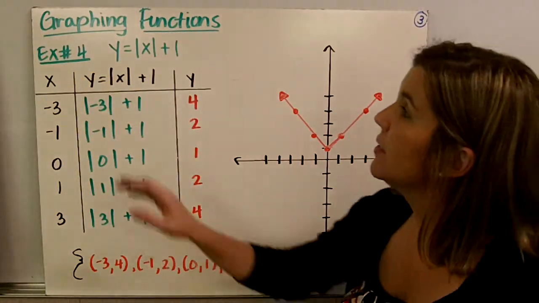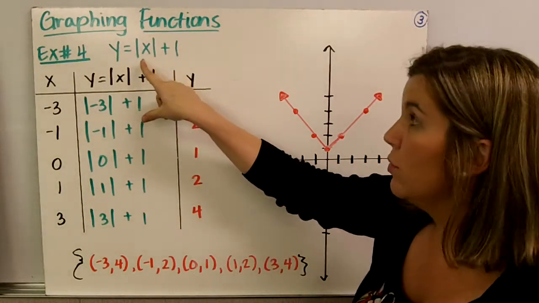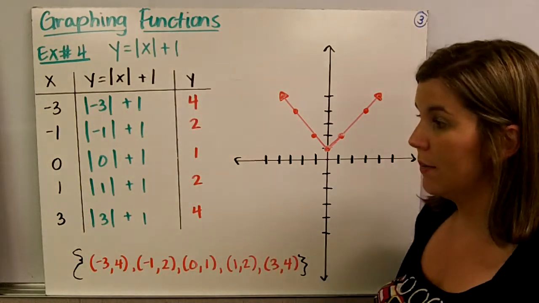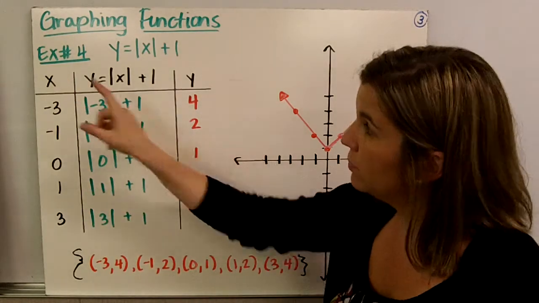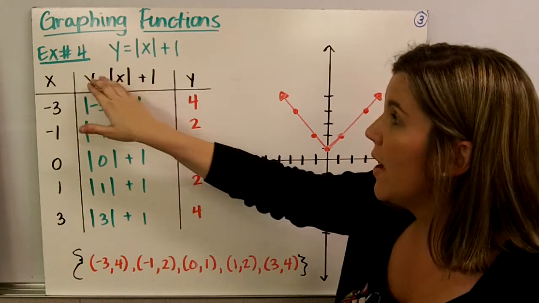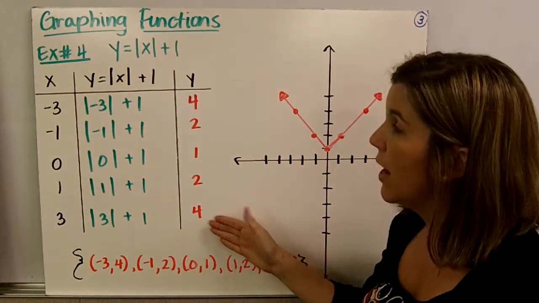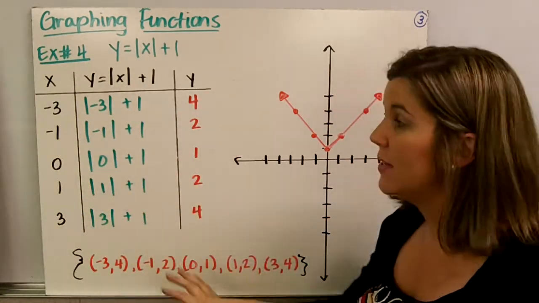Graphing functions. Example number 4. y equals the absolute value, remember these bars mean absolute value, of x plus 1. Here's a table. So in this column we have our x values. Here we have our function rule and y. Here are our outputs. Input, output. This is what has happened in between.